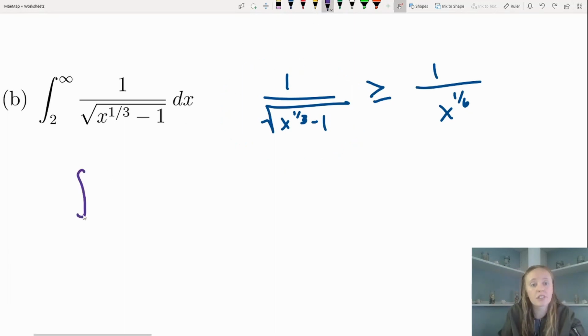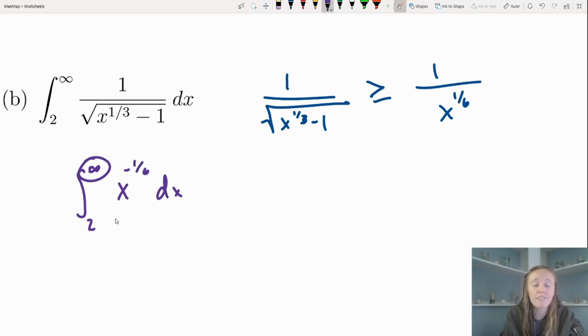I'm going to have the integral from 2 to infinity. Notice I did not include 1 because if 1 was in here, we would have something undefined. So we would have to split this up and this would be a lot longer of a problem. So I did 2, so we don't have to worry about having something undefined. And I'm going to integrate 1 over x to the 1/6, which might be easier to see as x to the negative 1/6 dx.